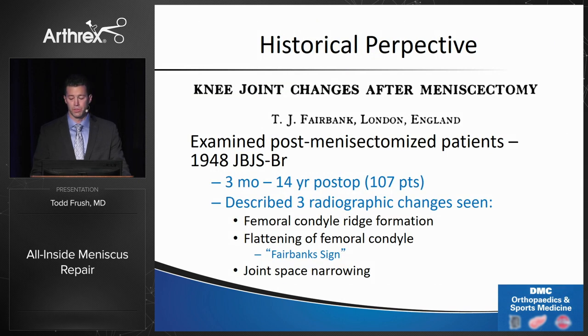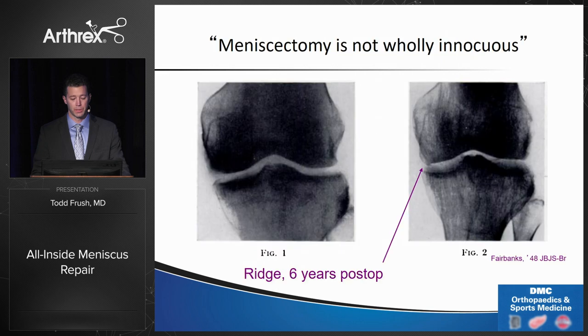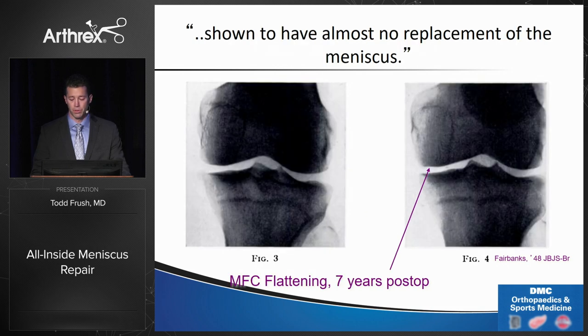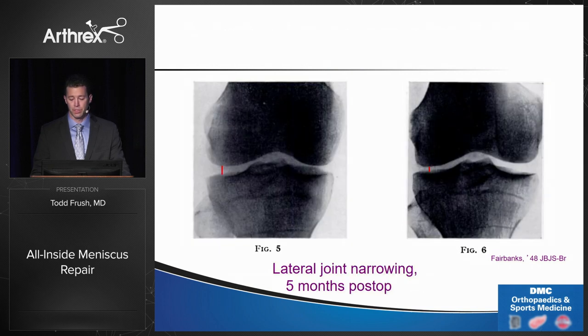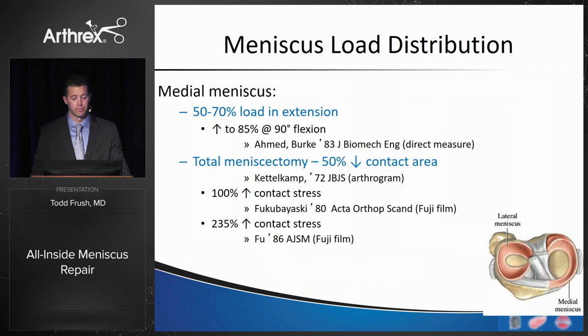Fairbank helped us understand the role of the meniscus about 70 years ago when he published his series of radiographic changes that occur after meniscectomy. These are radiographs from his paper. We see the ridge or osteophyte formation after 6 years on the image on the right. And this is the radiographic flattening of the femoral condyle that occurs, and we call this the Fairbank sign. And lastly, we see some joint space narrowing that occurs simply from removal of the meniscus. This narrowing seen here is only about 5 months postoperative.